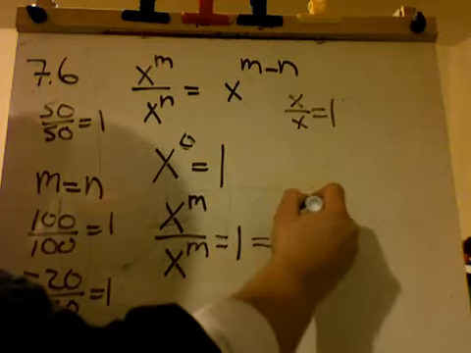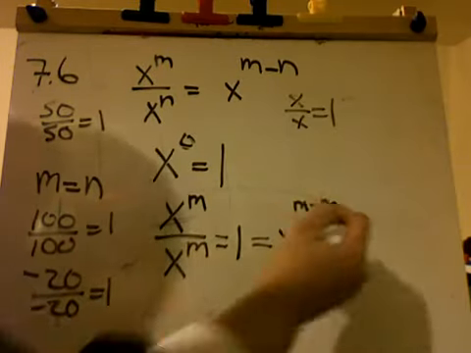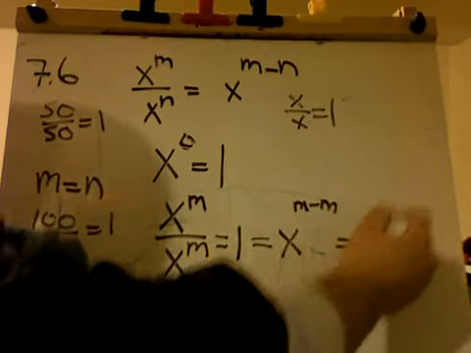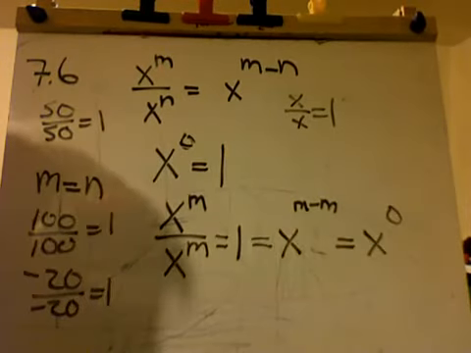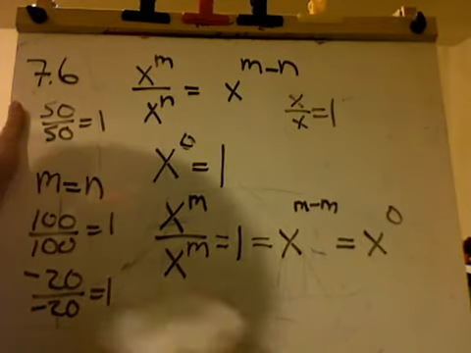X to the bottom minus the top. Well, what's any number minus itself? It's a 0. So this would be an x to the 0. So that's why x to the 0 power is always a 1. Unless, of course, x is a 0.